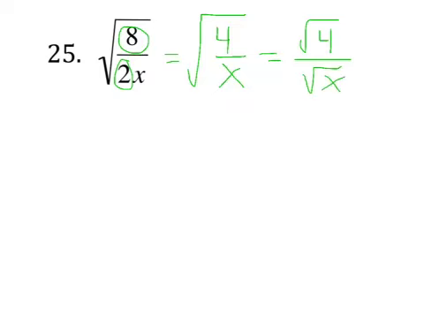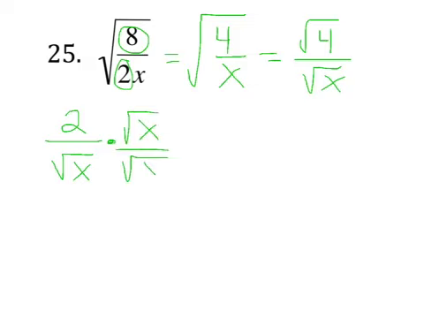Well, we know the square root of 4 is 2, and unfortunately we can't simplify the square root of x any further. And we can't leave the square root of x sitting in the denominator. So what we need to do is rationalize the denominator, multiply by the square root of x over the square root of x. That gives us 2 root x divided by a regular x. And that is our final answer. We cannot simplify any further.